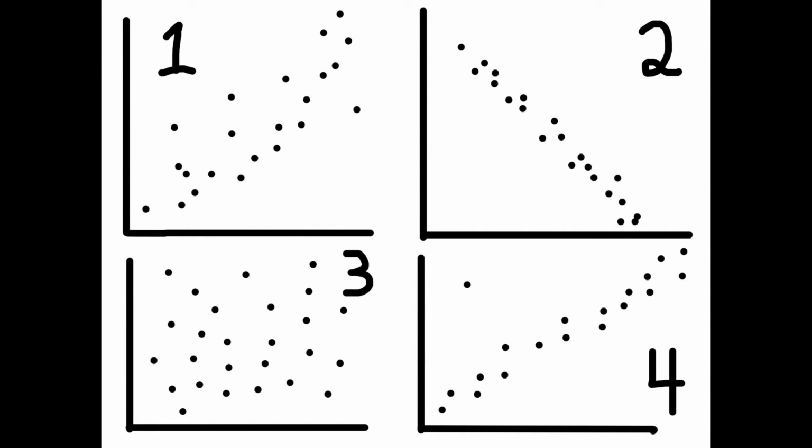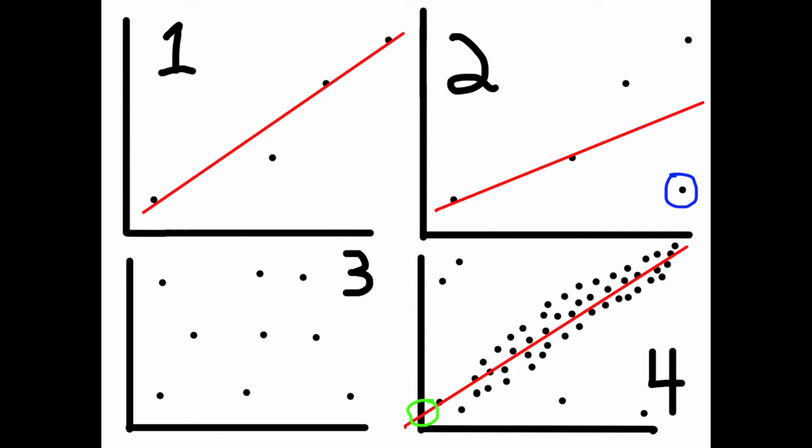In all of the graphs we have a slope. Slope is a way of describing the angle of the graph. In the first graph, we see a regression line. A regression line is a line that is calculated to be as close to the points as possible.